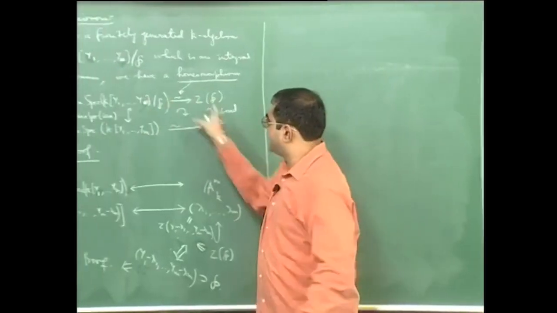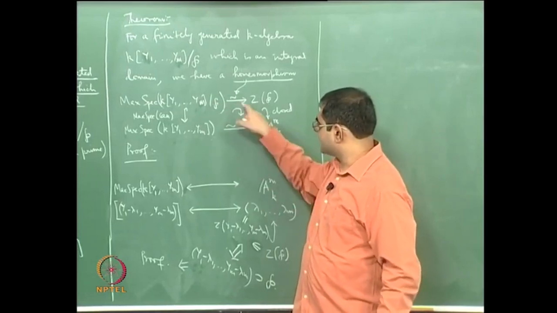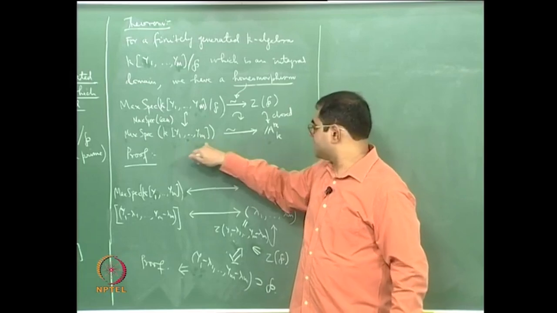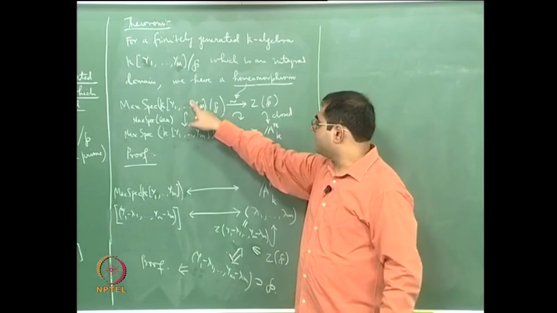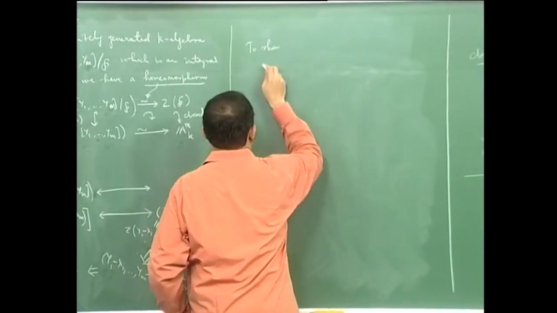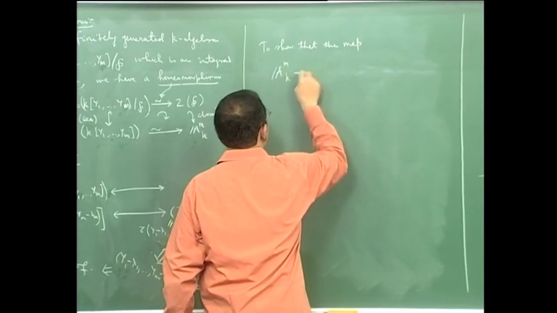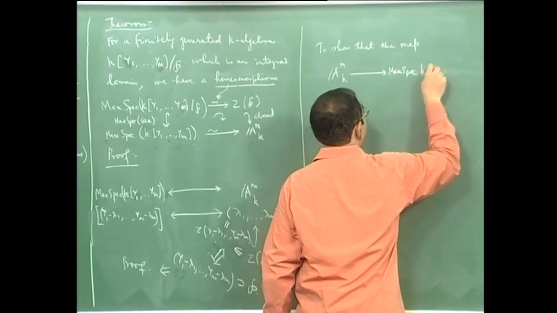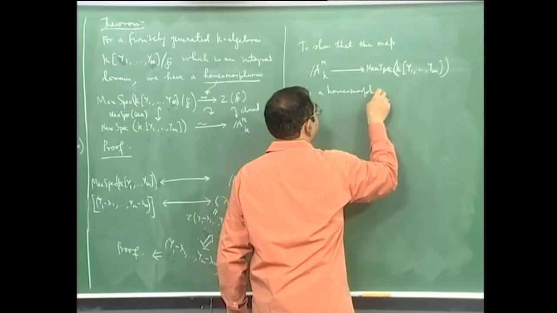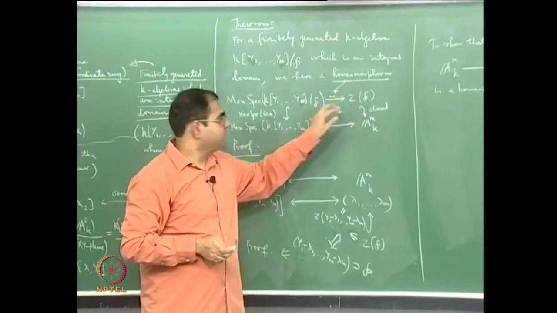It's very clear that I have this commutative diagram now, because of what I explained. You have this bijection, which is actually coming from here, and this bijection is the Nullstellensatz. I'll just show that this is a homeomorphism. Once I show this is a homeomorphism, since this is a closed subset and this is a closed subset, it will follow immediately that this is also a homeomorphism. So to show that the map from A^m to max spec k[y1, ..., ym] is a homeomorphism, I'll first show that this arrow is a homeomorphism, then I'll deduce that this arrow is a homeomorphism and I'm done.